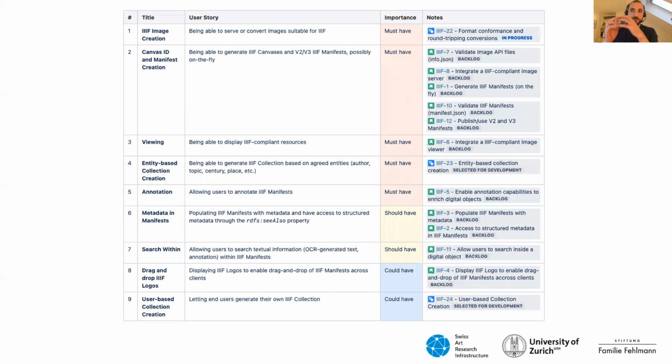Here are some of the requirements. The must-haves are basically the core APIs, the Image and Presentation APIs that we want to leverage, and based on that, we can do more interesting stuff.